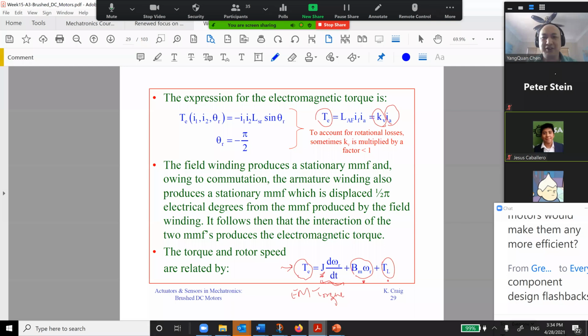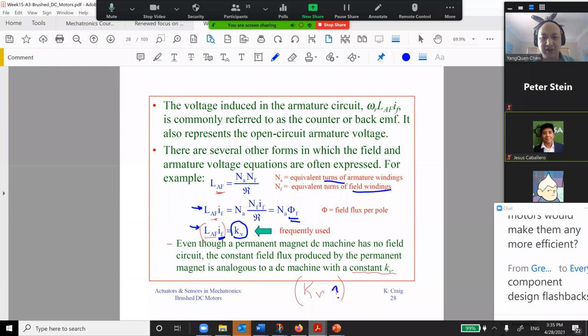With that, we know the electromagnetic torque is proportional to my armature current, I_A, and this kV. This kV is usually constant because we don't change the field winding, with a fixed power supply.